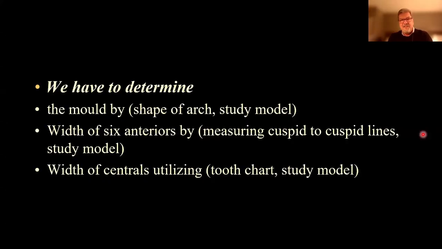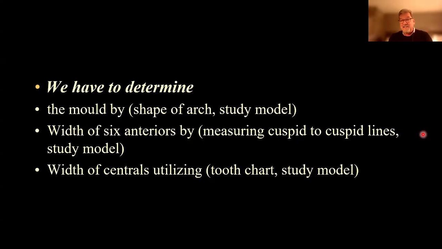So we have to determine the mold by the shape of the arch. And I like to mention this too. If you look at the upper arch, right? Think about the upper arch. I look at the upper arch when I'm looking at the model. All these years, the way I picked out denture teeth is the shape of the anterior, the centrals are usually the shape of the arch. So if you have a square tapering arch, you're going to use a square tapering denture tooth.